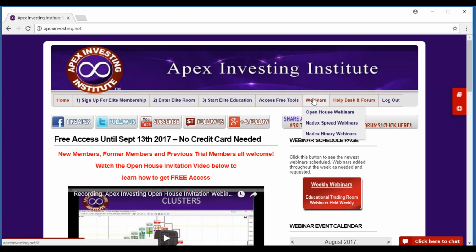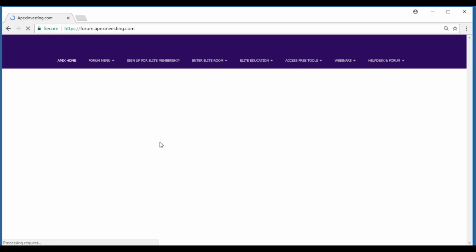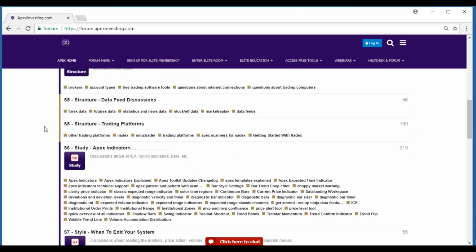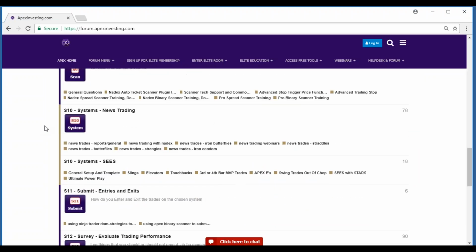Some of you are familiar with it if you go here to the forum, and you go down here to the C's section. As you know, the ultimate power play is part of the C's system, and like we told you, the power plays are the very best. They're the ones to learn first and to get them mastered. But there are other setups.